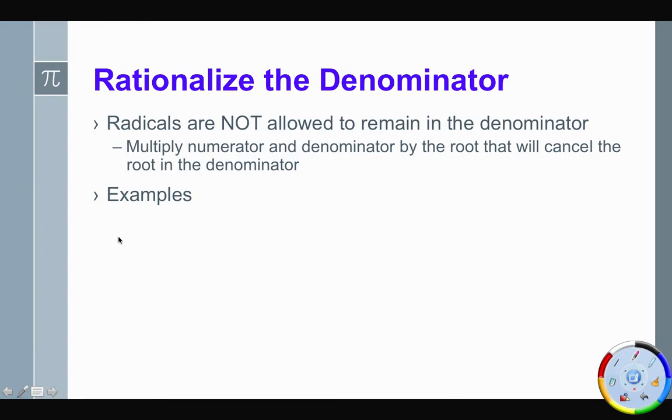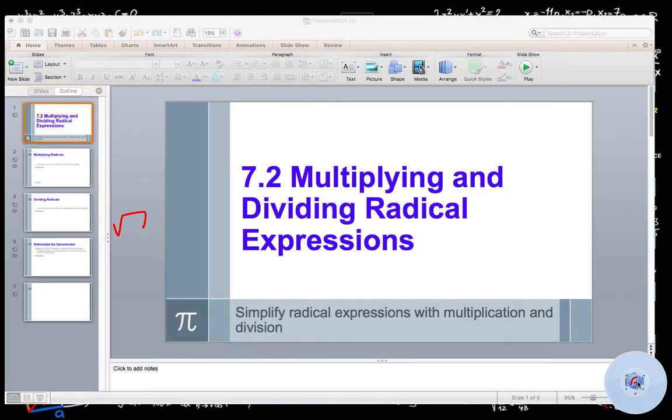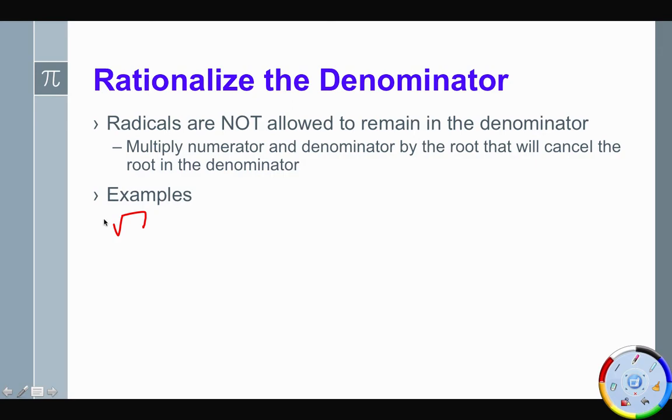If we were to take the square root of 2 divided by the square root of 3, well, if we did what we did just a minute ago and we said 2 over 3, well, that doesn't help us at all. So that's not what we want to do.